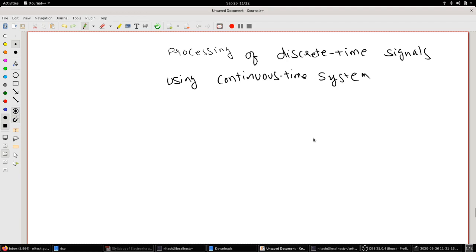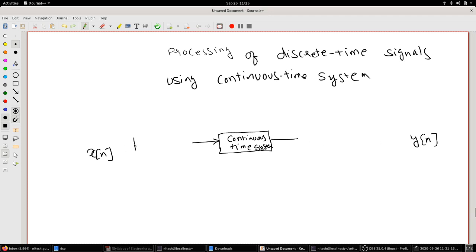Okay, so today we'll look at the topic which is processing of discrete time signals using continuous time system. So what we are doing here is we have a continuous time system given to us, and we are trying to process a discrete time signal. We have a discrete time signal with us, and we expect the processed output to be also discrete time, but we need to do that using a continuous time system.